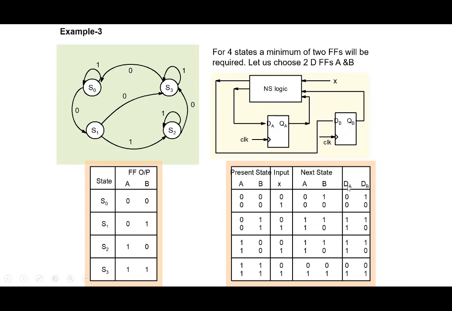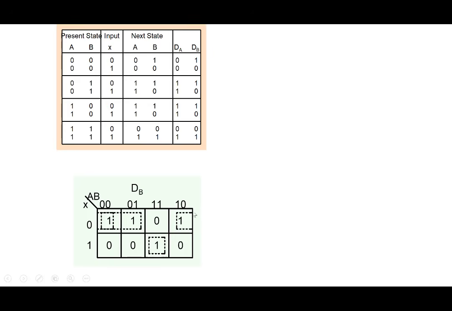And the next thing is we want to find the expression of DA in terms of QA. The present state is QA, QB, and X here. And similarly, we want to find expressions for DB in terms of the output of the flip-flop. So when we say A here, we mean QA, and when we say B here, we mean QB, okay? So we write down here.